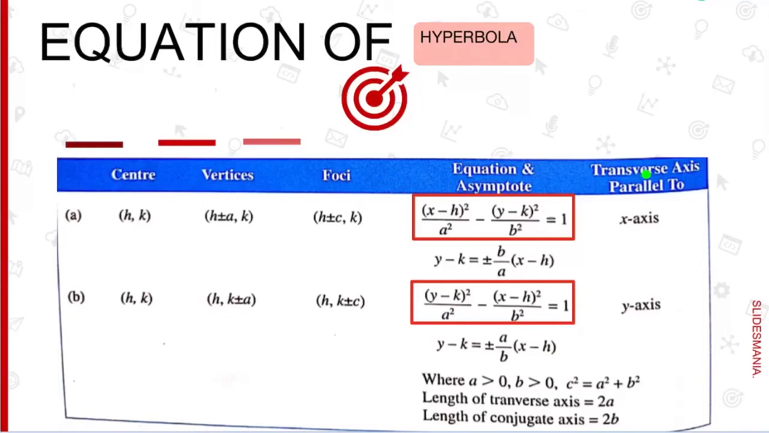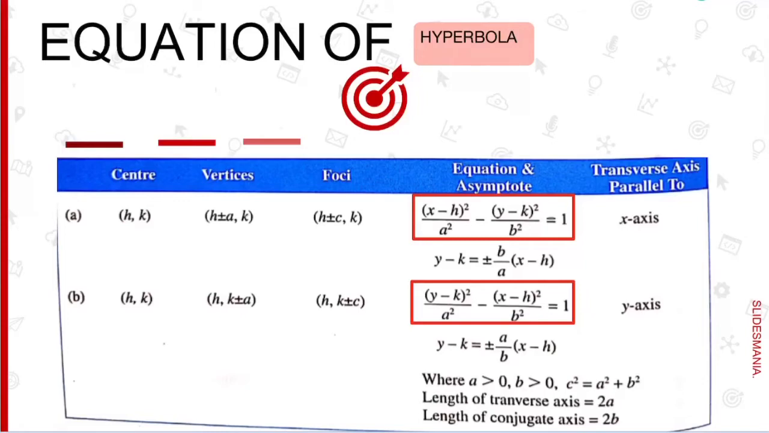When the transverse axis is parallel to the x-axis, the x variable will be the first term. So you should write (x minus h) squared in the first term and (y minus k) squared as the second term. How about the denominator? The denominator of the first term is always a squared, while the denominator of the second term is always b squared. And our right hand side is always equal to 1.